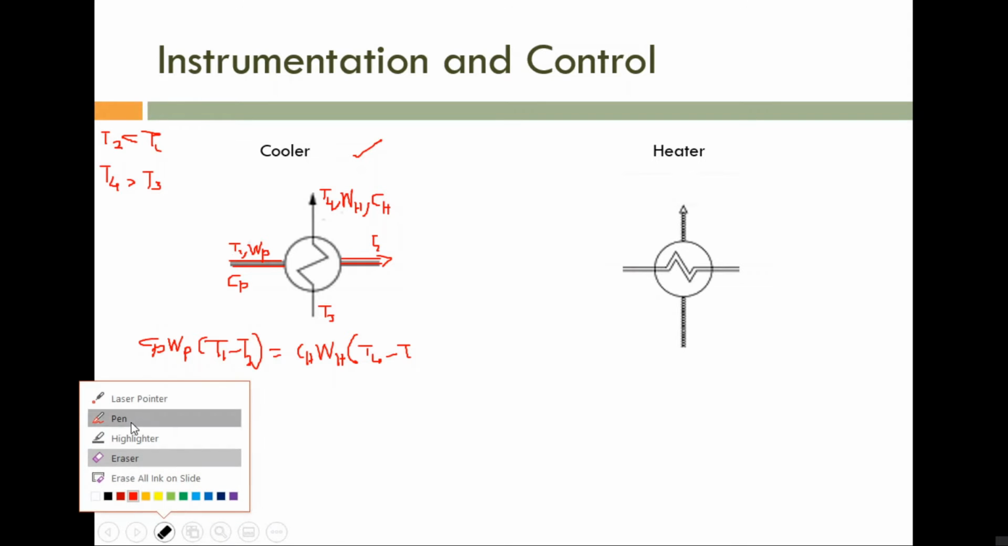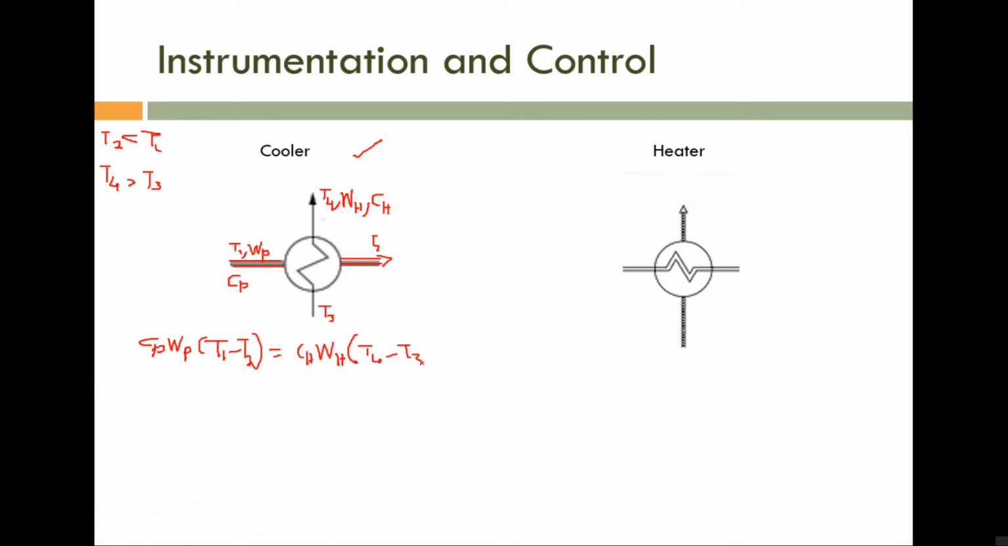Okay, so this is T3. You can see that this cooler is represented by using this process equation. We have one equation, and how many variables are there? 1, 2, 3, 4, 5, 6. So 6 variables are there. So the degrees of freedom is 6 minus 1, 5. 5 is the degrees of freedom, which means we can implement a maximum of 5 independent control loops.